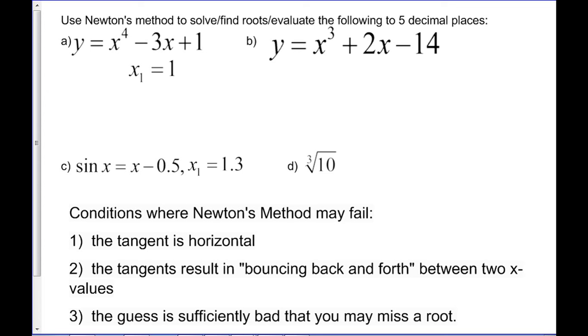Conditions where Newton's method may fail. If you have a horizontal tangent at your test point, well, then you've got trouble. You're not going to intersect the x-axis. If you have tangents that result in bouncing back and forth between two x values, that's relatively rare. Or if your guess is sufficiently bad that you just miss a root, that's definitely possible.